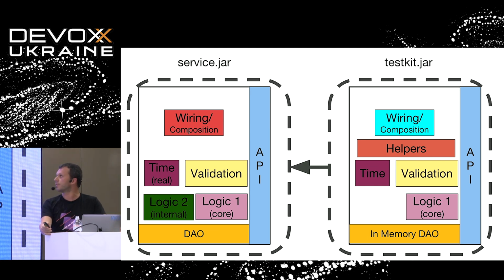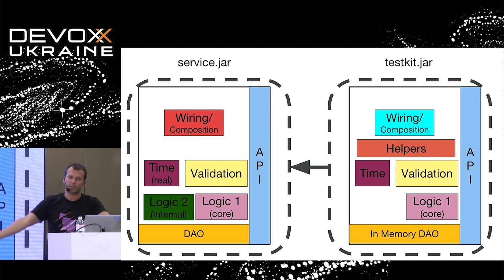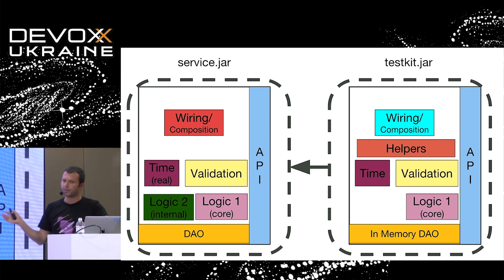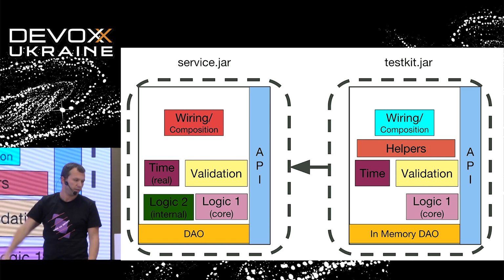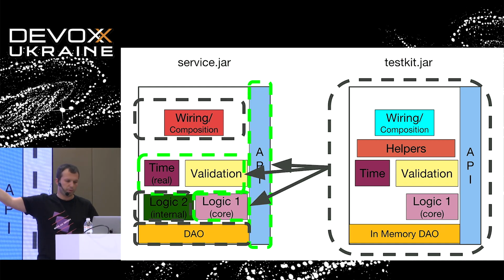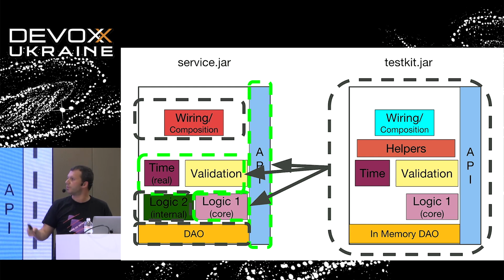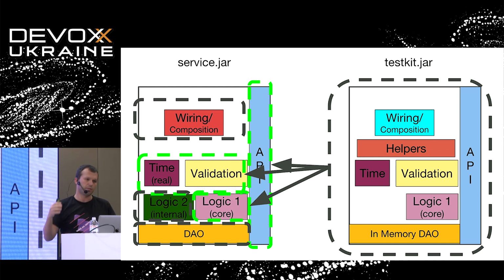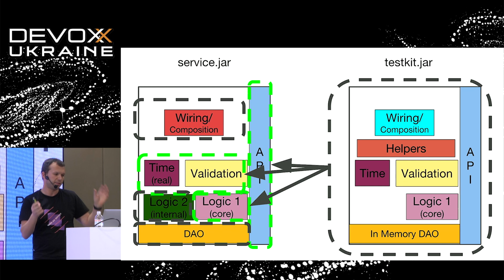In terms of jars, if this is our service jar, this is the test kit jar. There is a dependency from the test kit on this jar. And it's really up to you how to use it. Sometimes it's one jar of the service. Sometimes you have different jars, so you can depend only on the stuff that you use.